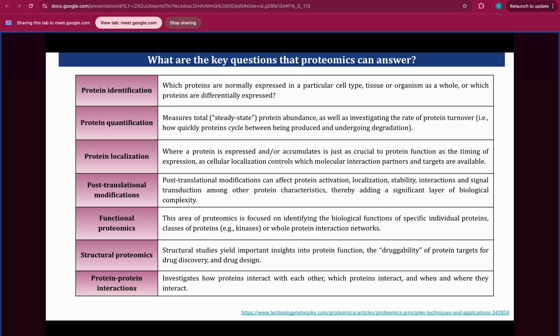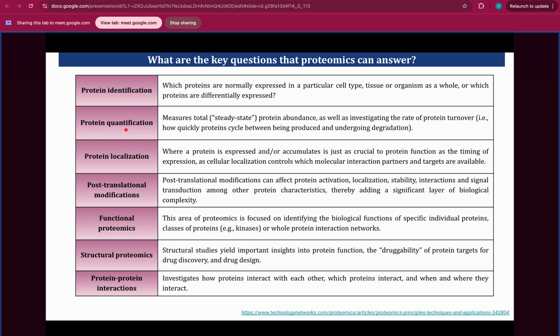Now what are the key questions that proteomics can answer? First of all, it can help us identify the proteins. Protein identification means that if we are comparing two different people, for example a normal person and a cancer patient, we can identify which proteins are expressed in the normal person and which proteins are expressed in the diseased person. That kind of expression is known as differential expression. So this is one question which proteomics can answer, that is differential protein identification.